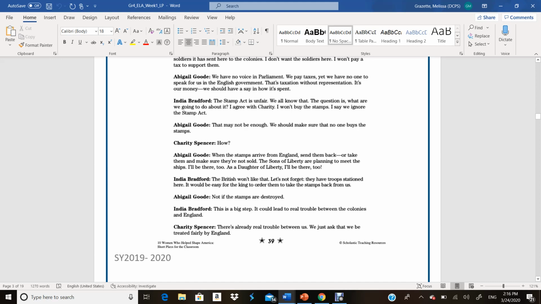India Bradford: The British won't like that. Let's not forget, they have troops stationed here. It would be easy for the king to order them to take the stamps back from us. Abigail Good: Not if the stamps are destroyed. India Bradford: This is a big step. It could lead to real trouble between the colonies and England. Charity Spencer: There's already real trouble between us. We just ask that we be treated fairly by England.